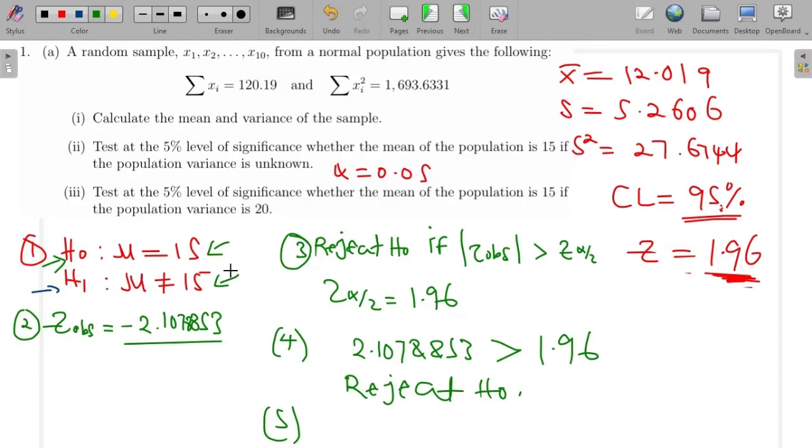In fact, the sample mean is significantly less than 15. So that would be the conclusion here. We're going to say at the 5% level of significance, the population mean differs from 15. That's what we're going to see there.